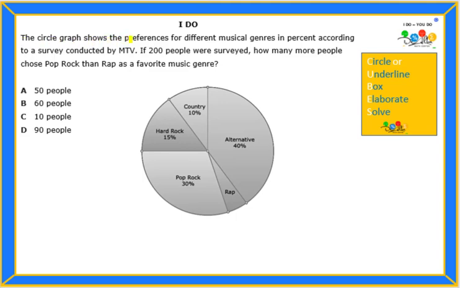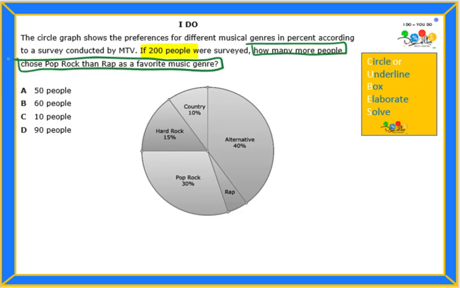The circle graph shows the preferences for different musical genres in percent according to a survey conducted by MTV. If 200 people were surveyed, how many more people chose pop rock than rap as a favorite music genre? So in our question, it says how many more people chose pop rock than rap as their favorite music genre? So we have how many more, that's important. And the two genres that we are looking at are pop rock and rap.